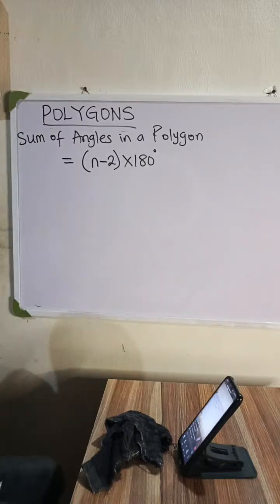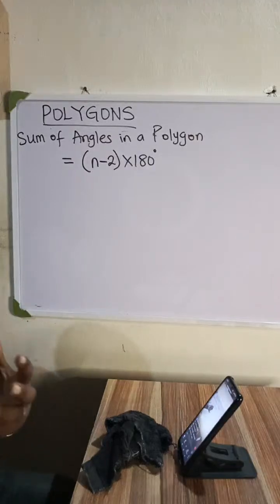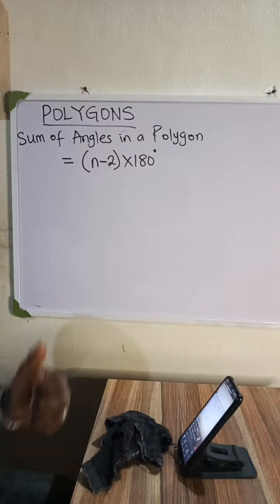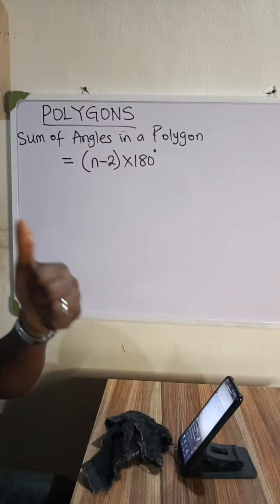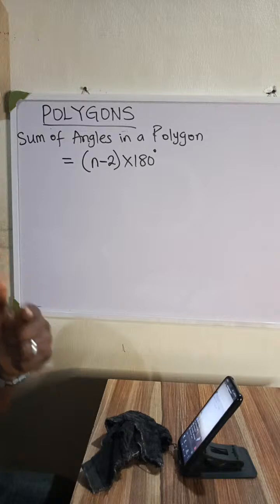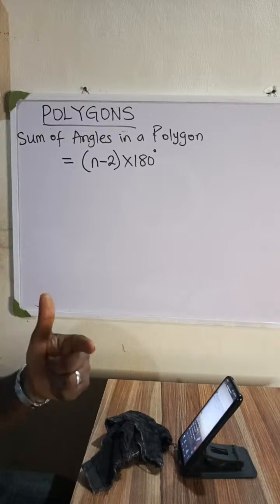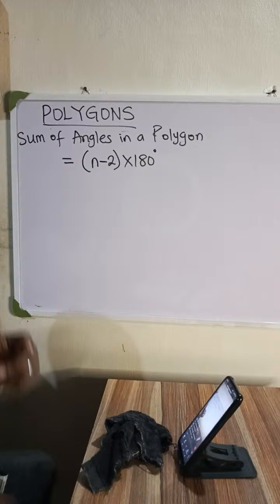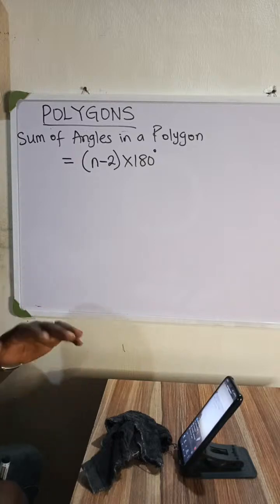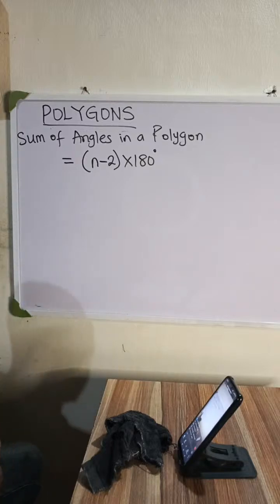So I'm going to solve 3 of the 8 polygons we've considered. I'm going to solve the sum of angles in a triangle, sum of angles in a pentagon, and sum of angles in an octagon. Then you guys will do the rest. Okay, so now let's look at the sum of angles in a triangle.